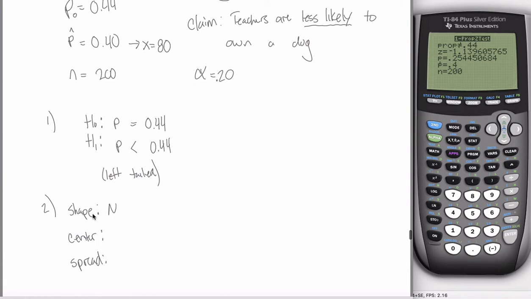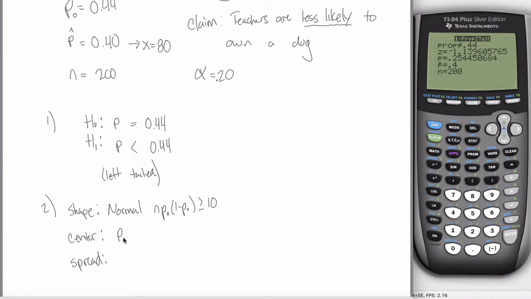The shape, this is the shape of the sampling distribution of the sample proportions. I know that that's a mouthful. It's normal or approximately normal if you want. And that's because n times p naught times 1 minus p naught is greater than or equal to 10. That's a formula, the criteria for normality that I asked you to memorize.